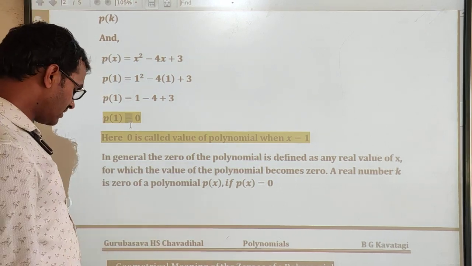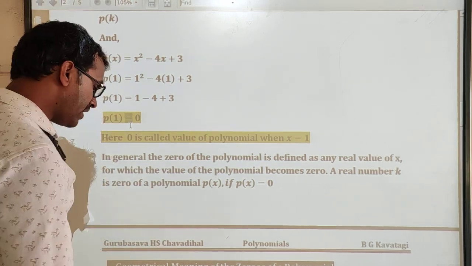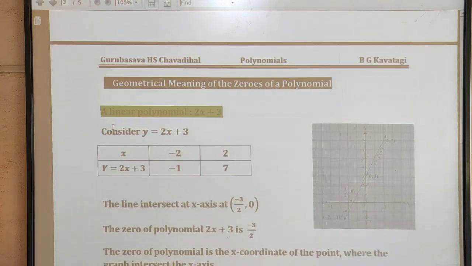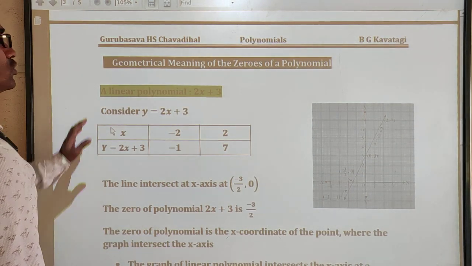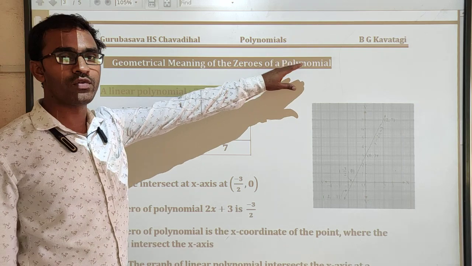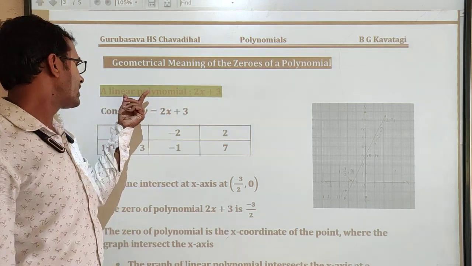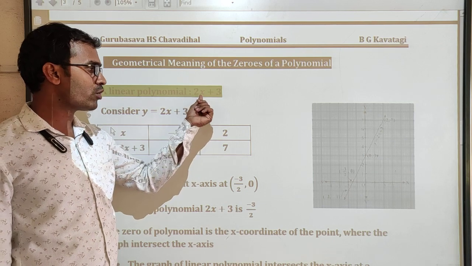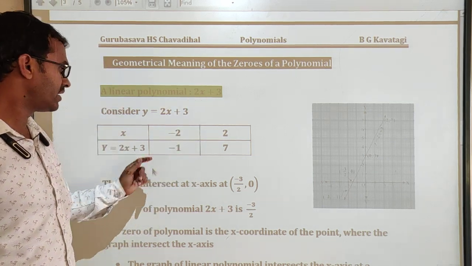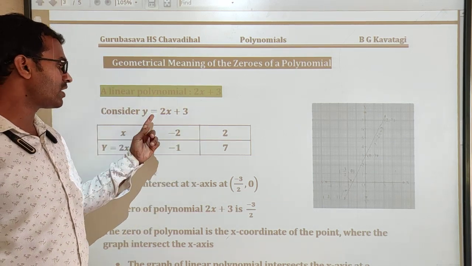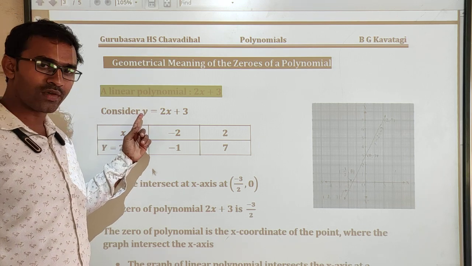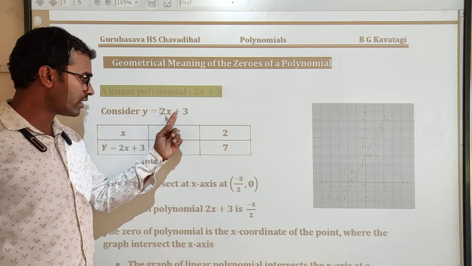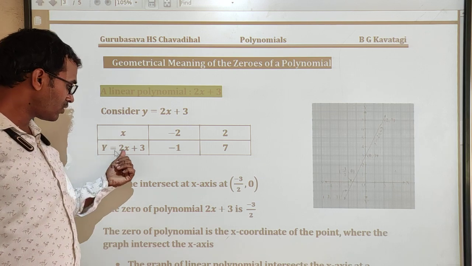Next concept is the geometrical meaning of zeros of a polynomial. Let us consider a linear polynomial 2x plus 3. You can take the polynomial equal to f of x or h of x, or you take y equal to 2x plus 3.